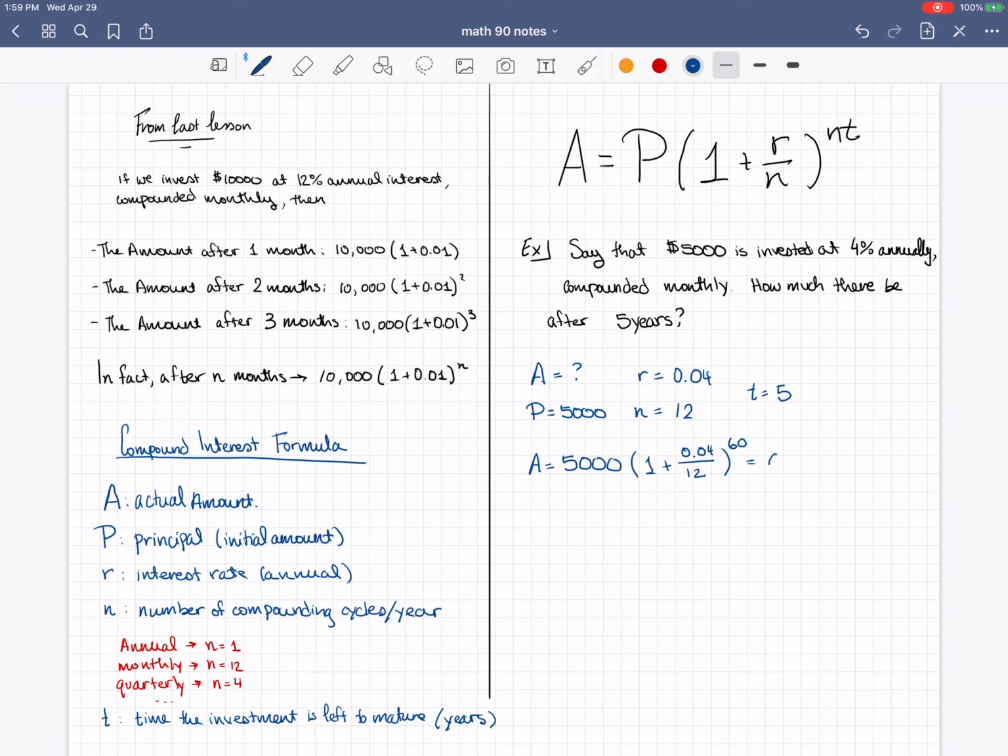So this is $6,104.98. Just because I want you all to sort of be conscious of this, I want you to be able to say the interest earned is $1,104.98. So that is how much interest you earn if this is compounded monthly, left alone for 5 years.